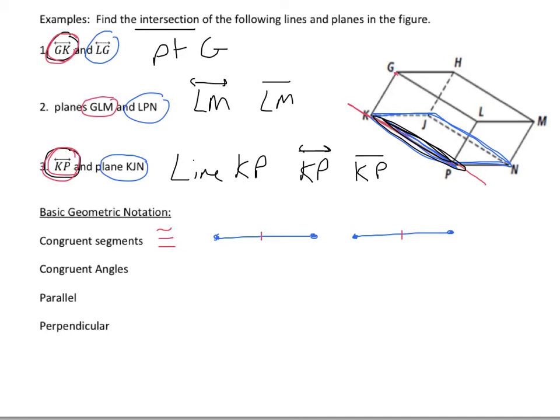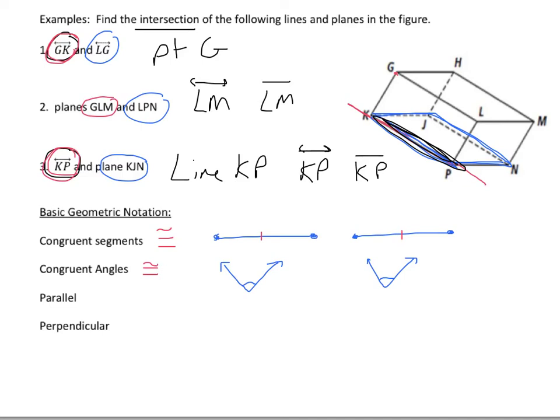Congruent angles, again, same notation. In geometry you would see, I'd give you two angles, and the way you would know by notation in the pictures that they're equal, you would have the same number of arcs.